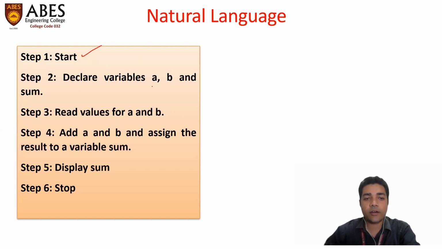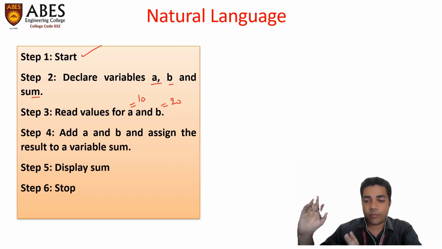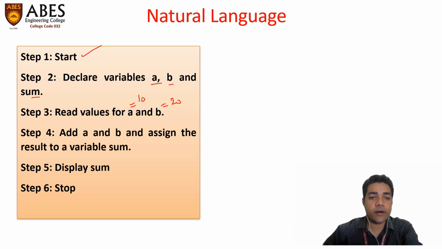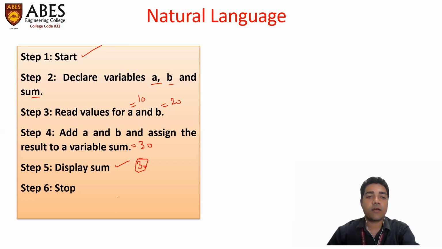Let me declare three variables A, B, and sum, and then read values in A and B. Let's say I've read values 10 and 20 when we make our program. I will write 10 and 20. Then we will add these two numbers and assign the result to the variable sum. So what result will be assigned? 30. And then display the sum 30. We are not actually assigning this 30 here, I'm just writing it. When we write the program, we will do something like this. So in plain and simple English language, I have told what needs to be done.